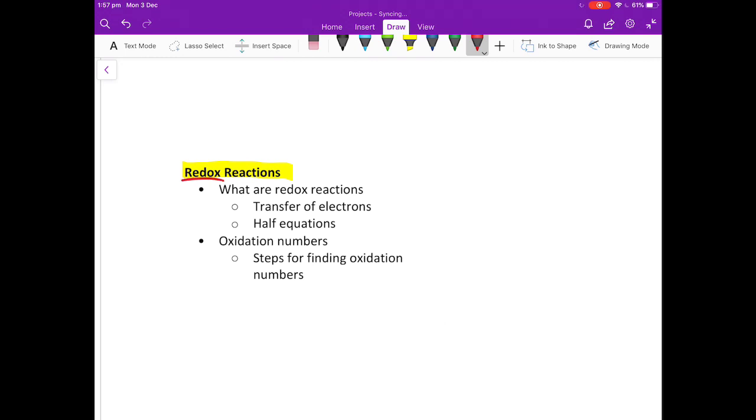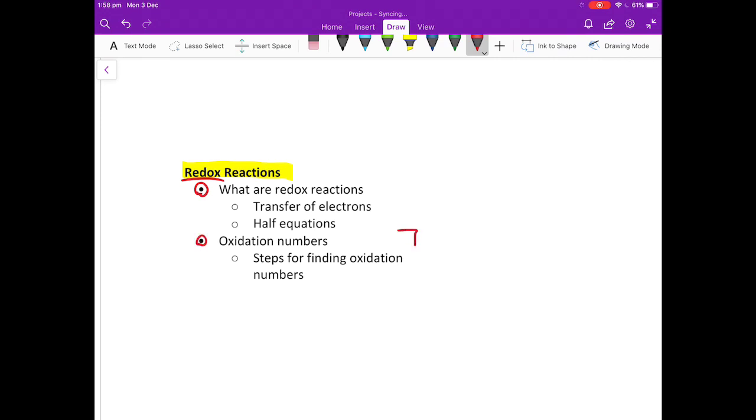Now, you might remember redox as one of the reaction types we learnt about ages ago in our very first revision chapter. And now we're going to go into a lot more detail about them. We're going to learn about what redox reactions actually are, and we're going to look at one of the important skills we need to know when dealing with them, which is oxidation numbers.